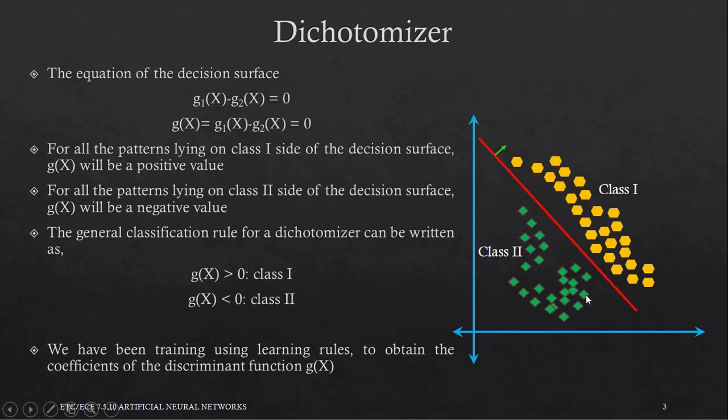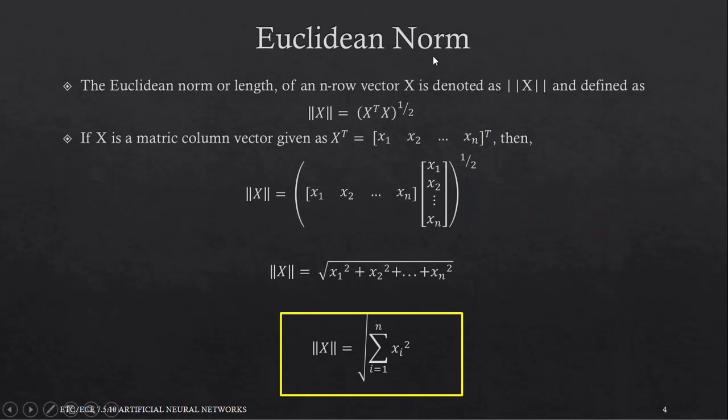We first start with the concept of Euclidean norm. The Euclidean norm or length of an n row vector x is denoted as norm of x and defined as the norm of x equals the square root of x transpose x. If x is a column vector given as x transpose equals x1, x2 and so on up till xn transpose, then the norm of x is the product of the horizontal vector x1, x2, xn and the column vector x1, x2 up till xn. The product of these two, the whole root.